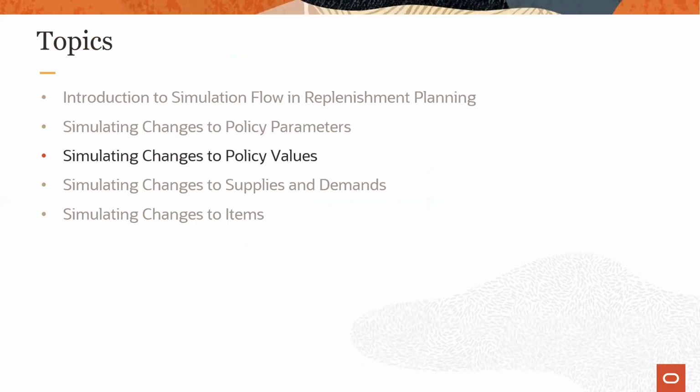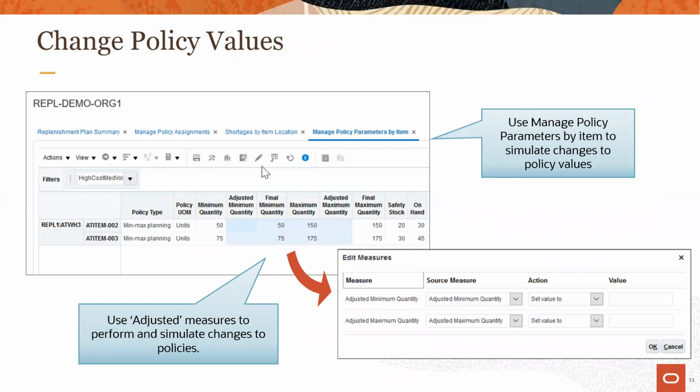Now let us discuss simulating changes to policy values. You can simulate changes in policy values to resolve item stockout and fill rate issues temporarily. You can use adjusted policy measures to override and simulate new policy values. Depending on the policy type, you can use adjusted minimum quantity for making changes in the minimum quantity measure.